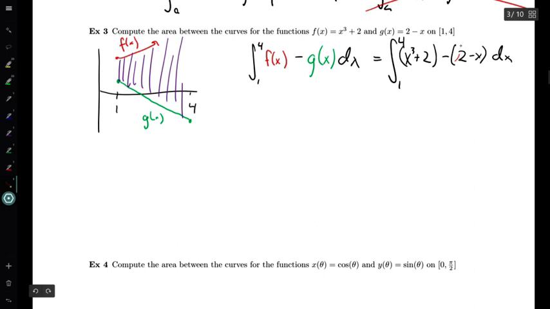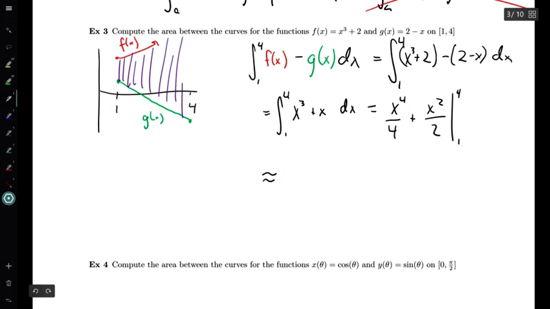All right. So now that we have the integral of some function, we can do this with the fundamental theorem of calculus. So maybe first we want to combine some like terms here. We have the integral from 1 to 4 of an x cubed, plus an x because we have a minus minus x. And then I have a 2 minus 2, so those are going to cancel and give me no constant term. Great, so now this is going to be x to the 4 over 4 plus x squared over 2. That's my antiderivative. I want to evaluate from 1 to 4. And if you plug this into your calculator, you get, not approximately, but exactly, 71.25.